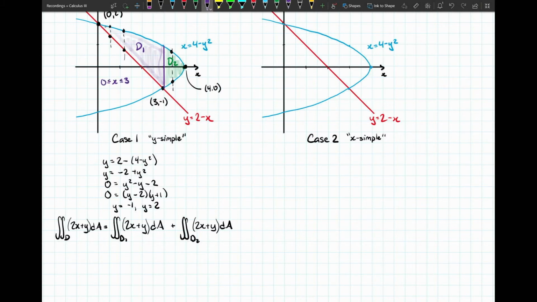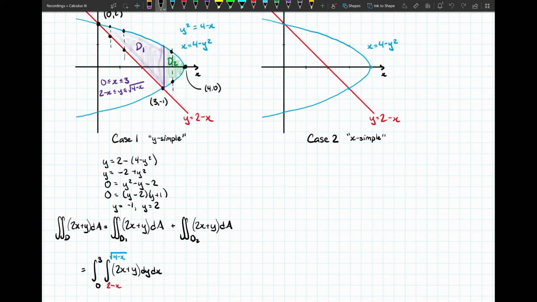We also see that the bottom boundary for any given value of x from 0 to 3 is y equals 2 minus x. The top boundary for that region D1 is the top half of the parabola x equals 4 minus y squared. That means we're going to have to solve for y there. And we can rewrite that function as y squared equals 4 minus x. The top half of that parabola is when we square root both sides and only take the positive value for y. That leaves us with the top boundary as the square root of 4 minus x. And that's how we can set up that first double integral.